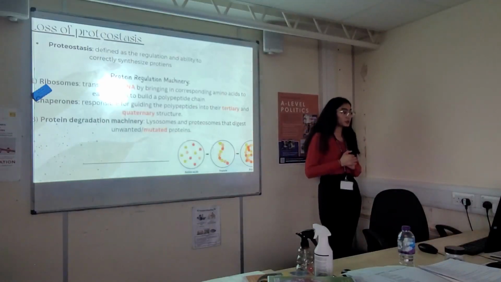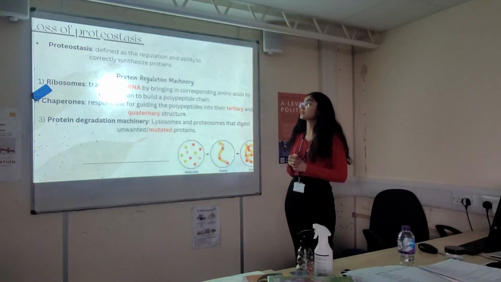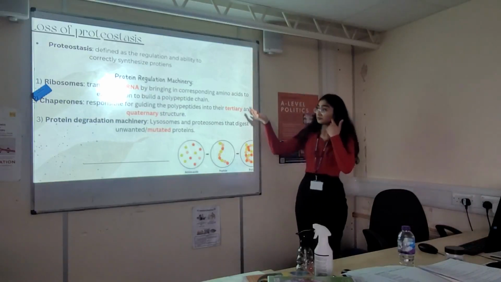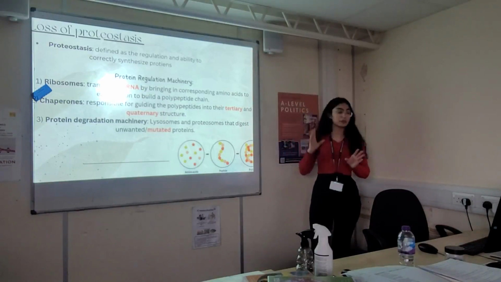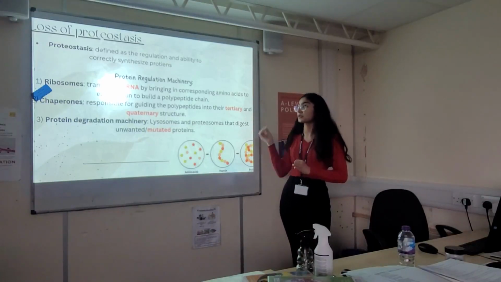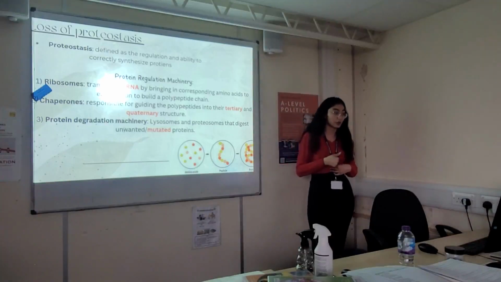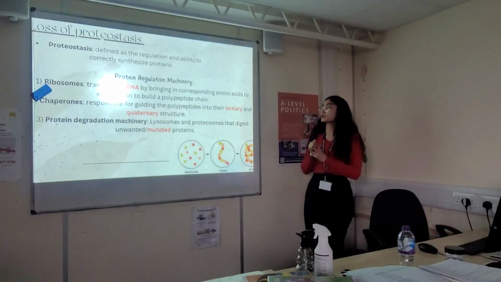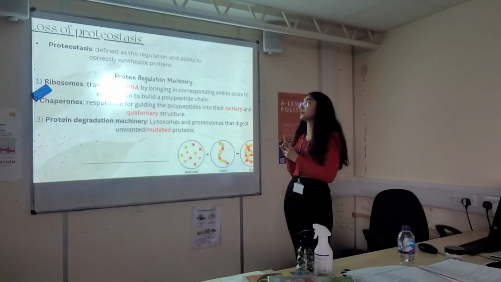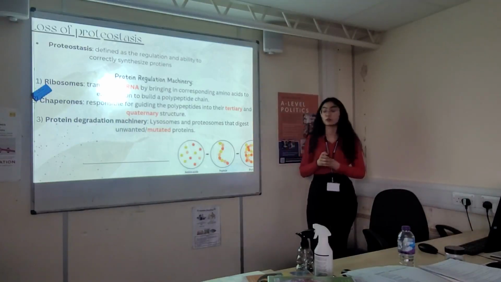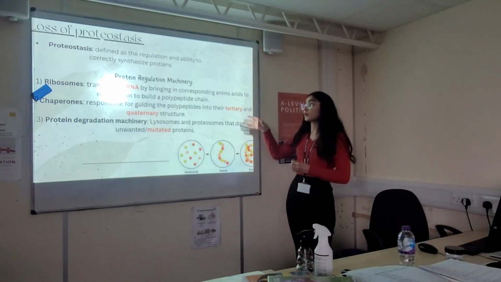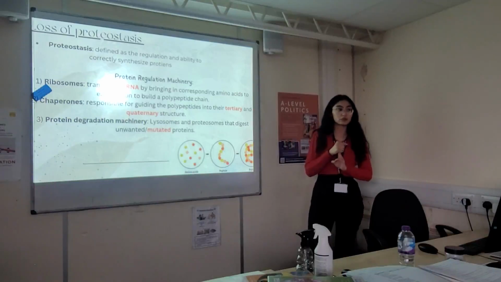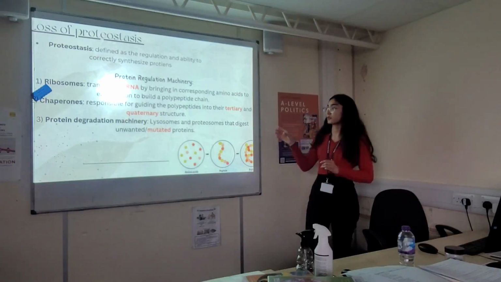The next one that we'll be talking about is loss of proteostasis. This one might seem a bit familiar. Protein synthesis, I think, is arguably one of the most important cellular processes that occur in our body. Proteo means protein, and stasis means keeping the same. So it can be defined as the regulation and ability to correctly synthesize proteins in our body. It's a large network, but we can summarize it as three main regulatory machineries.